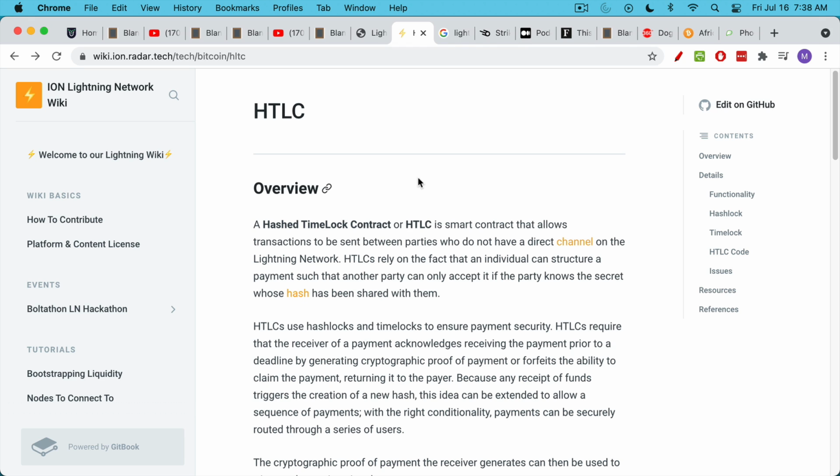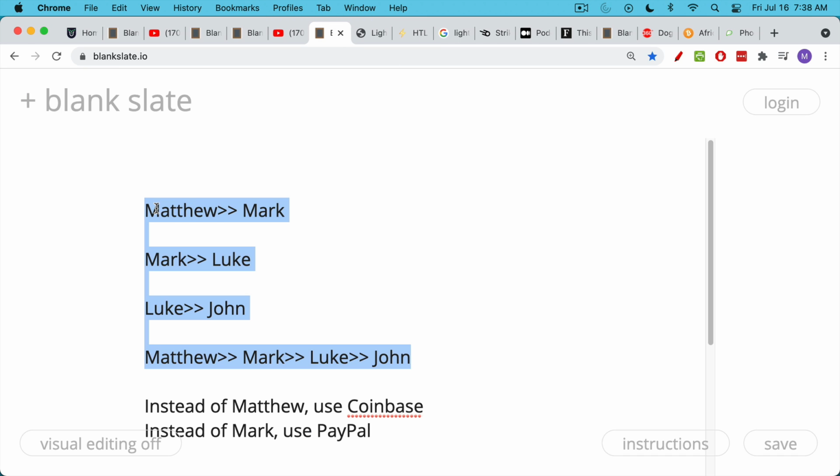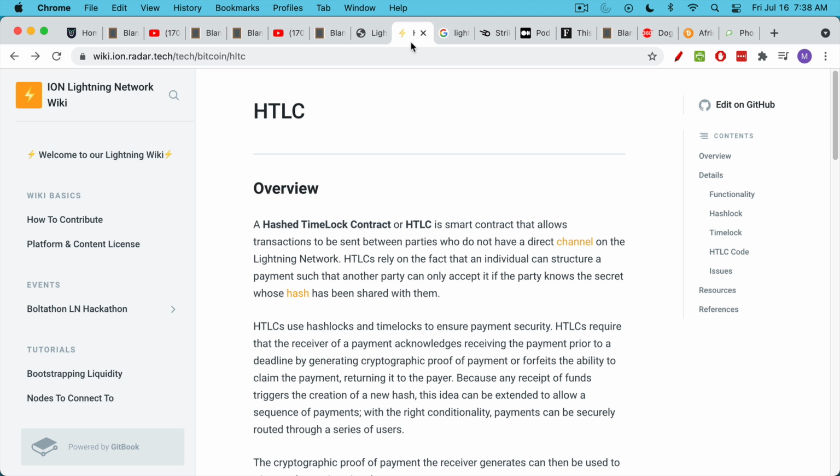You have something called hash time lock contracts, which means that you can send money from Matthew to Mark, Mark to Luke, Luke to John, and then John will broadcast a secret back to Matthew, or the hash of a secret, and show that he has received the money. I may go into this in some depth later, but it does use what's called HTLCs.